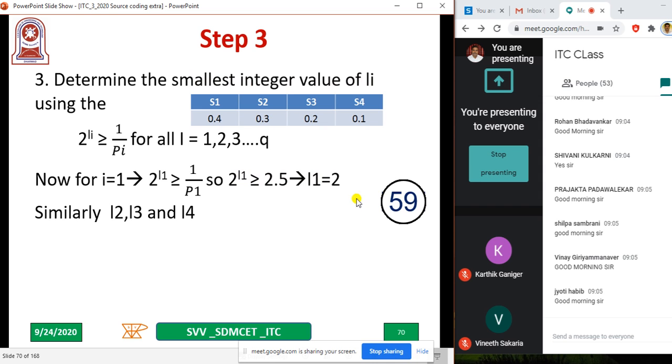Copy down this and try to do this similarly. Find the value of L2, L3, and L4, and write the answer in the chat box. What do I have to write for L2? 2 raised to L2 is greater than or equal to 1 by P2.